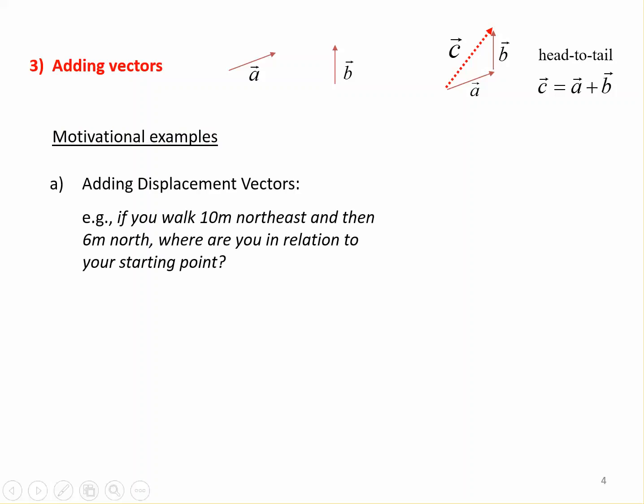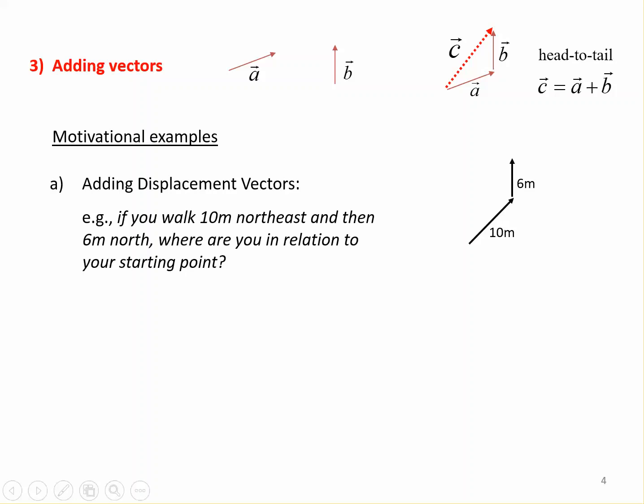Now, where does this come up in practice? Let me give you a number of examples. Sometimes we'll want to add displacement vectors together. So for example, suppose you walk 10 meters in a northeasterly direction. So you start here and you walk 10 meters to here. So that's your displacement, 10 meters in that direction. And then once you get here, you walk an additional 6 meters in the north direction. Okay? So you're walking from here to here.